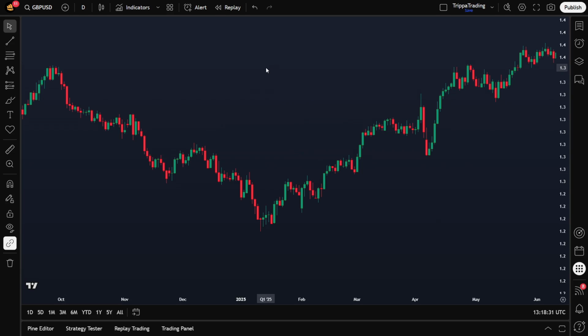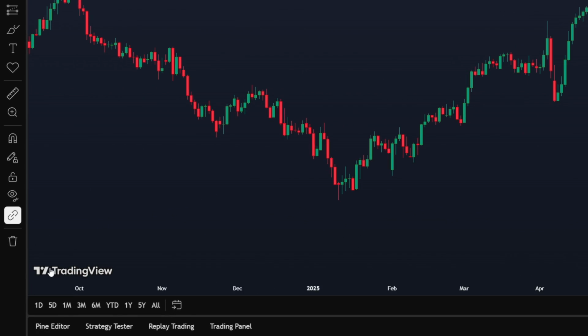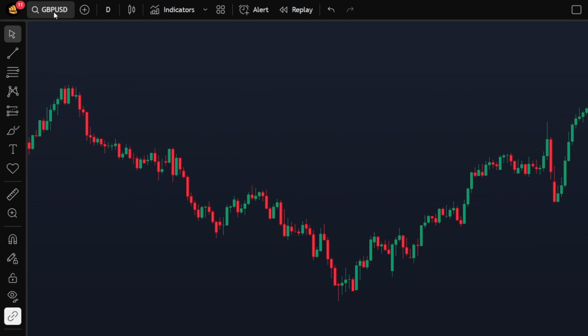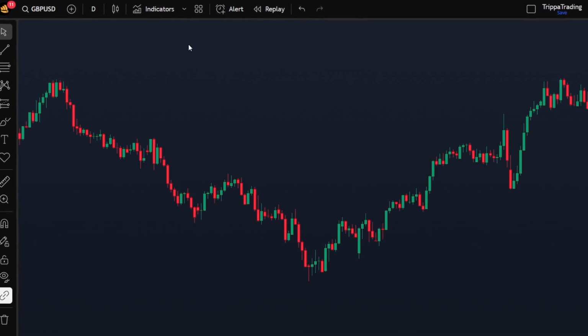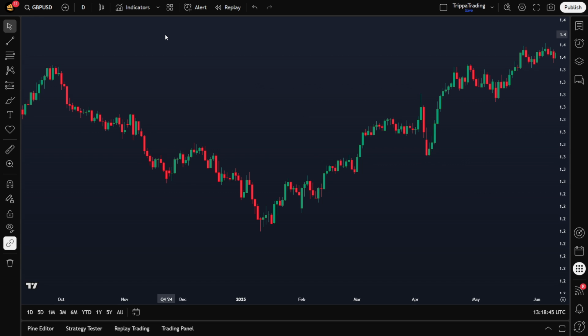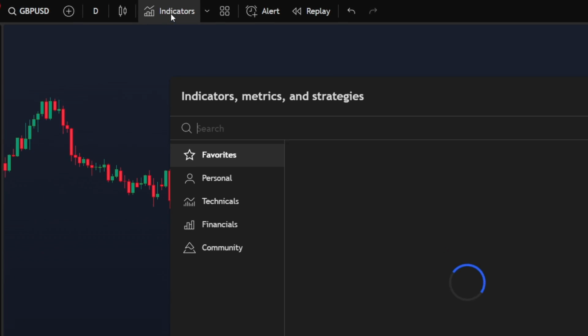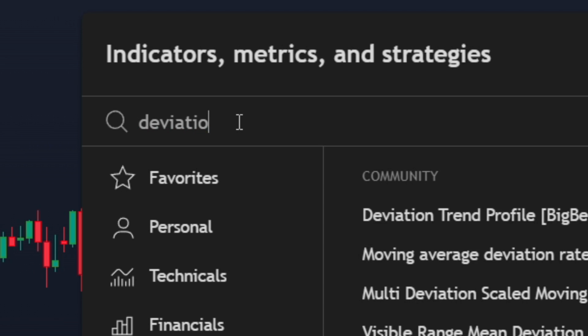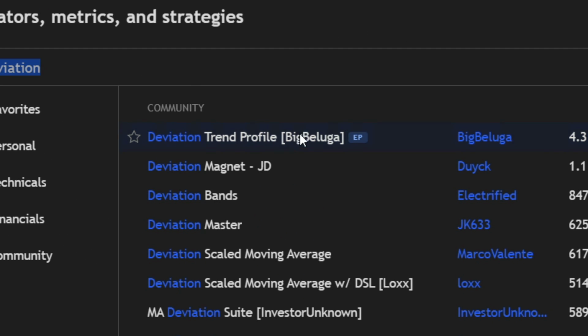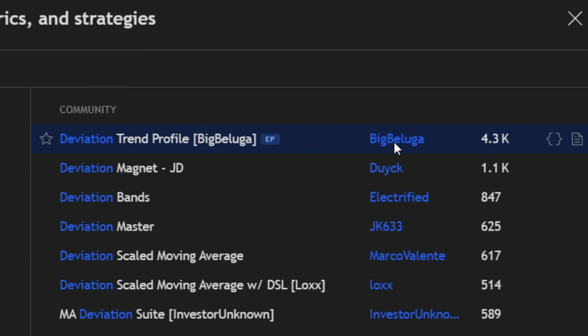Now let's add the indicator to our trading chart. I'm using the TradingView platform throughout the video. I will be using the GBP/USD market on a daily time frame, of course. You can use any market and time frame of your liking, the concept will remain the same. To add the indicator, click on Indicators from here, and then search for Deviation Trend Profile. It's going to be this one, created by a developer named Big Beluga.